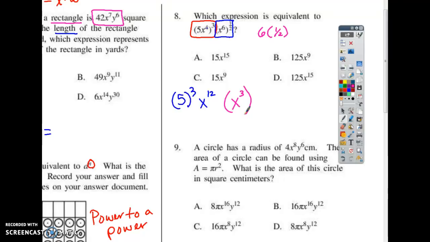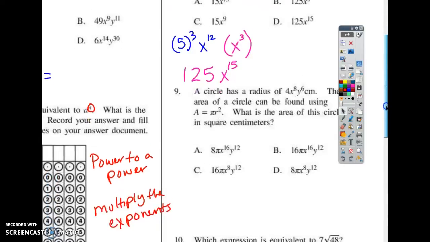Okay? What's 5 to the 3rd power in the calculator? 125. And how many x's do I have altogether? That's the answer. Okay, so that's how I want you to do it tomorrow.